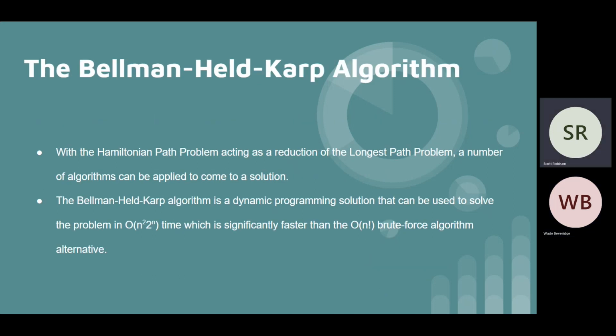With the longest path problem being reduced to a Hamiltonian path problem, we reviewed a number of different algorithms that could be applied to come to a solution. We went into the Bellman-Held-Karp algorithm, which uses dynamic programming in order to solve the problem. In the worst case scenario, it came out to O(n² 2^n) time, which is significantly faster than the O(n!) brute force algorithm, but it's still very slow and complex.